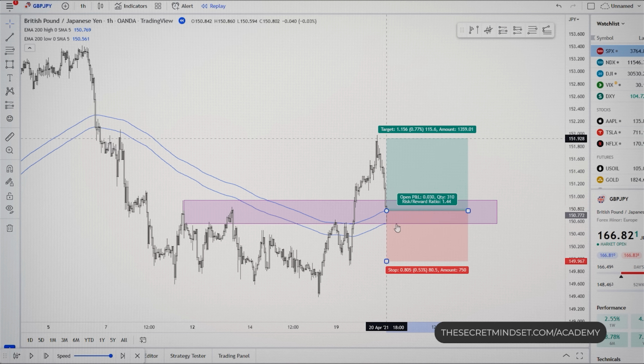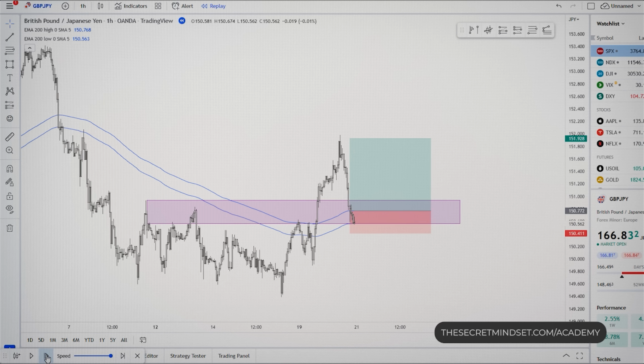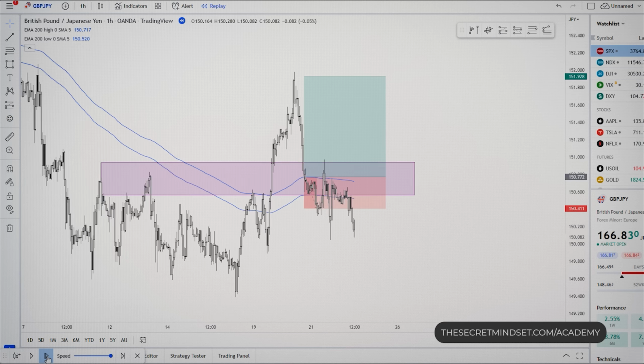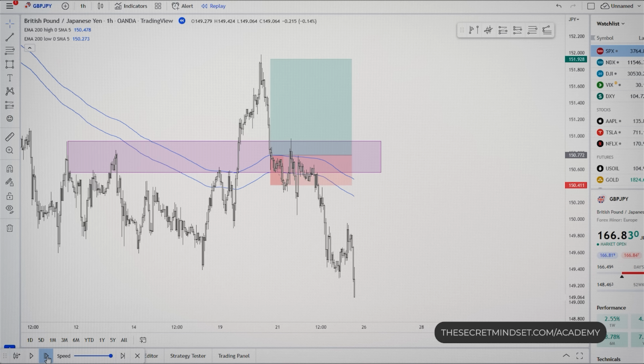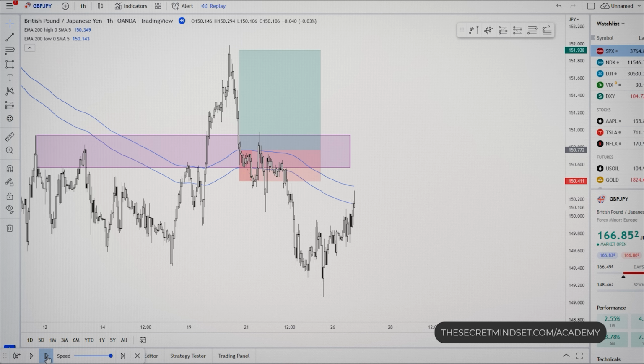Stop loss below the channel. Take profit at the next swing high. Okay, this time we lost the trade. The Confluence zone wasn't strong enough. But let's continue. Maybe we'll find another opportunity.